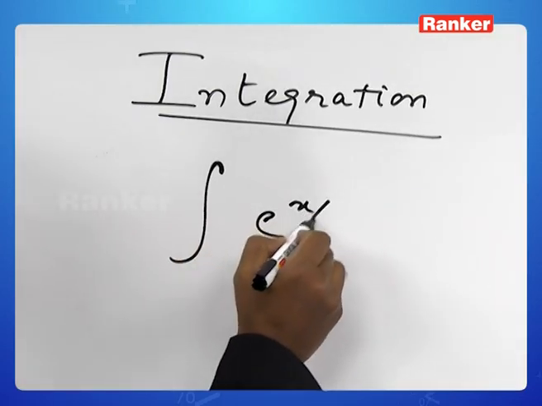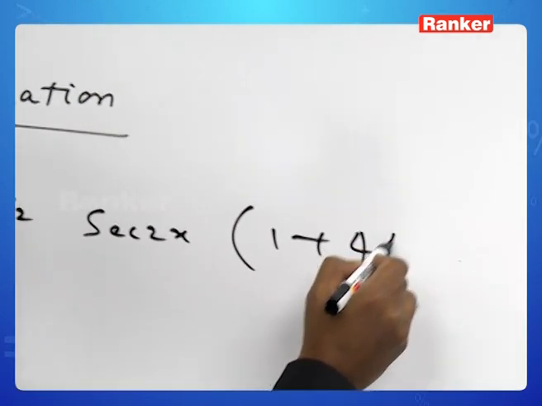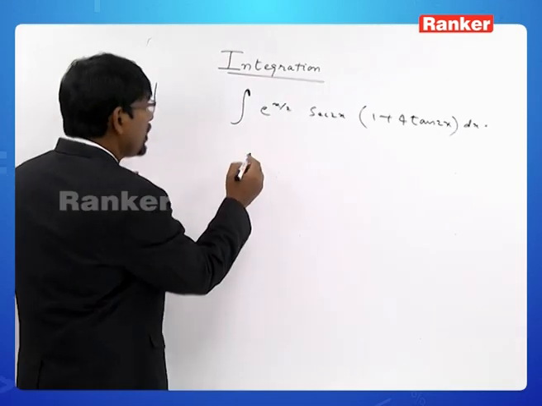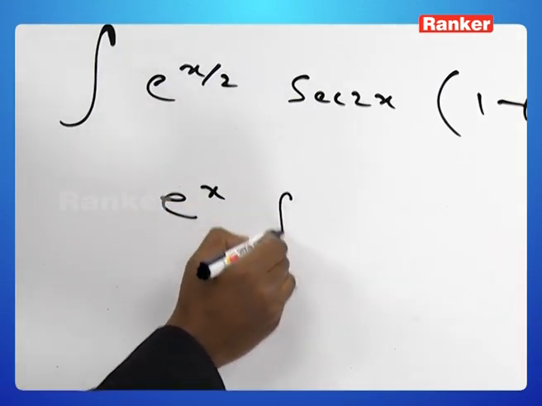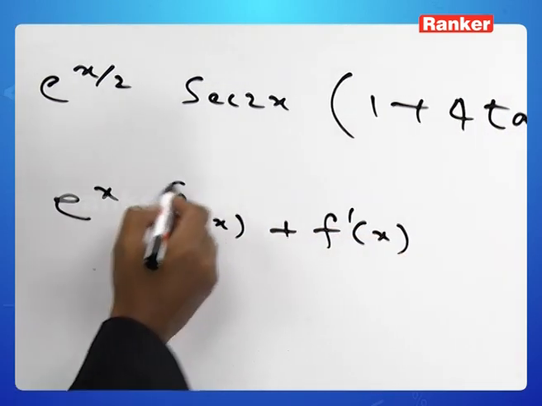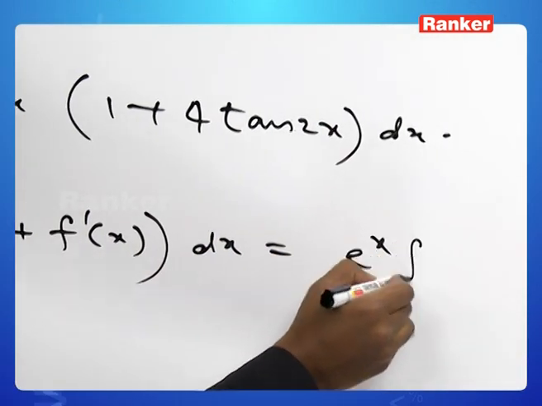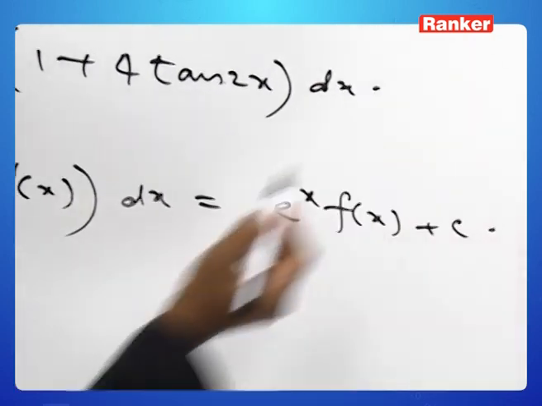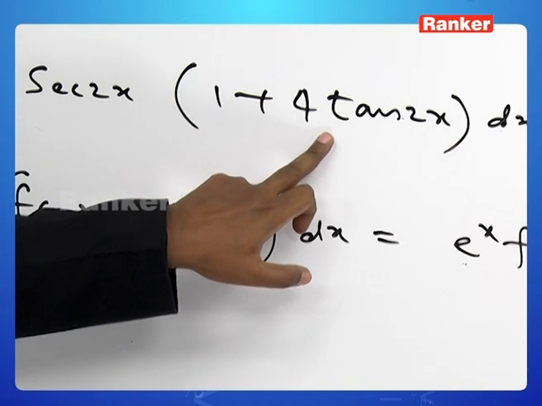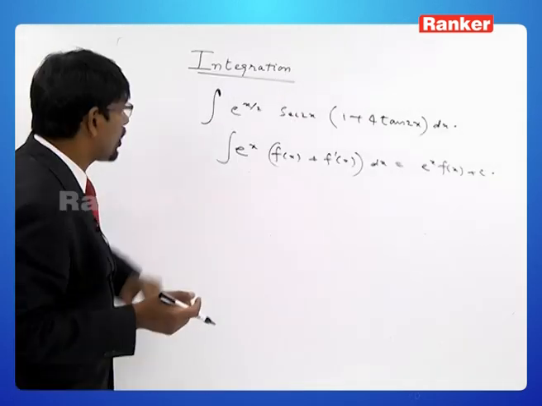Integral is e power x by 2 into secant 2x into 1 plus 4 tan 2x dx. If you observe, it appears to be close to this integral, e power x into f of x plus f dash of x. We know that this is the standard integral, that is e power x into f of x plus c. Secant 2x multiplied by tan 2x is the derivative of secant 2x. So it appears to be close to it.